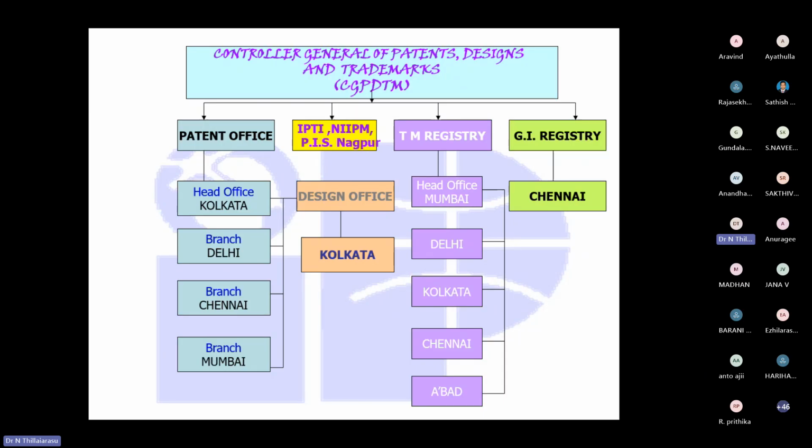Patent filing, copyright, geographical indication and trademark. Mumbai is for trademark registration, Chennai for the geographical indication registration office. Chennai has offices for everything, but generally it takes responsibility for geographical indication registration overall in India, so Chennai is the head office. For design, overall India, Kolkata is the head office. For trademark registration, overall India, Mumbai is the head office. For patents, the head offices are Kolkata as well as Delhi. So this is how the entire patent filing works.